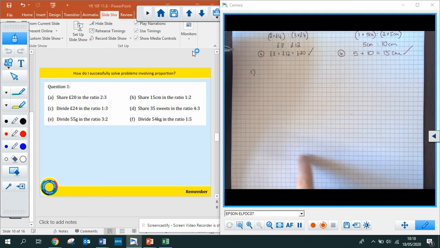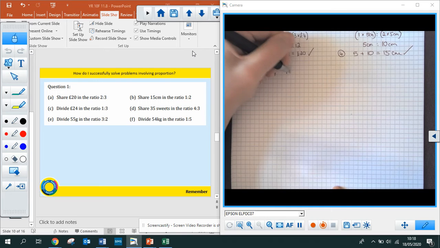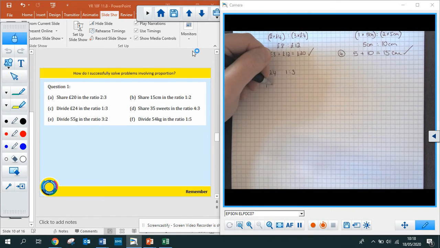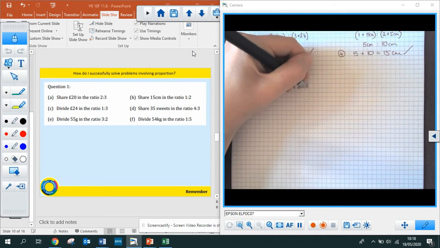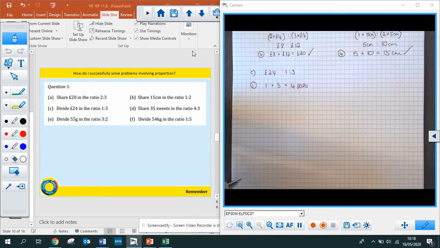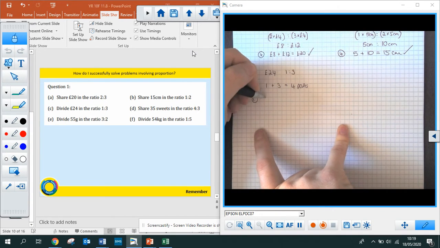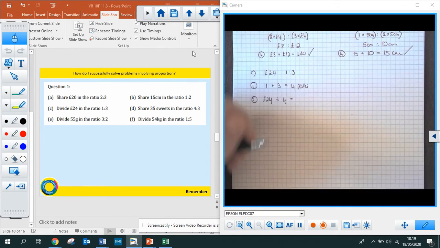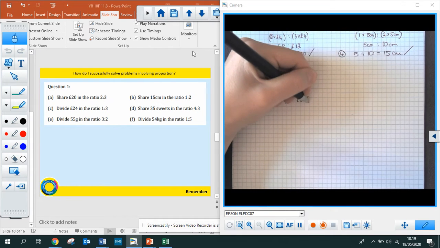So I'm dividing £24 in the ratio 1 to 3, so £24, 1 to 3. Step 1, I need to add my ratio together. 1 plus 3 gives me 4 parts in total. Then I need to do step 2, which is divide my amount, which is £24, by my total number of parts, which is 4. That tells me the value of one part, which will be £6.